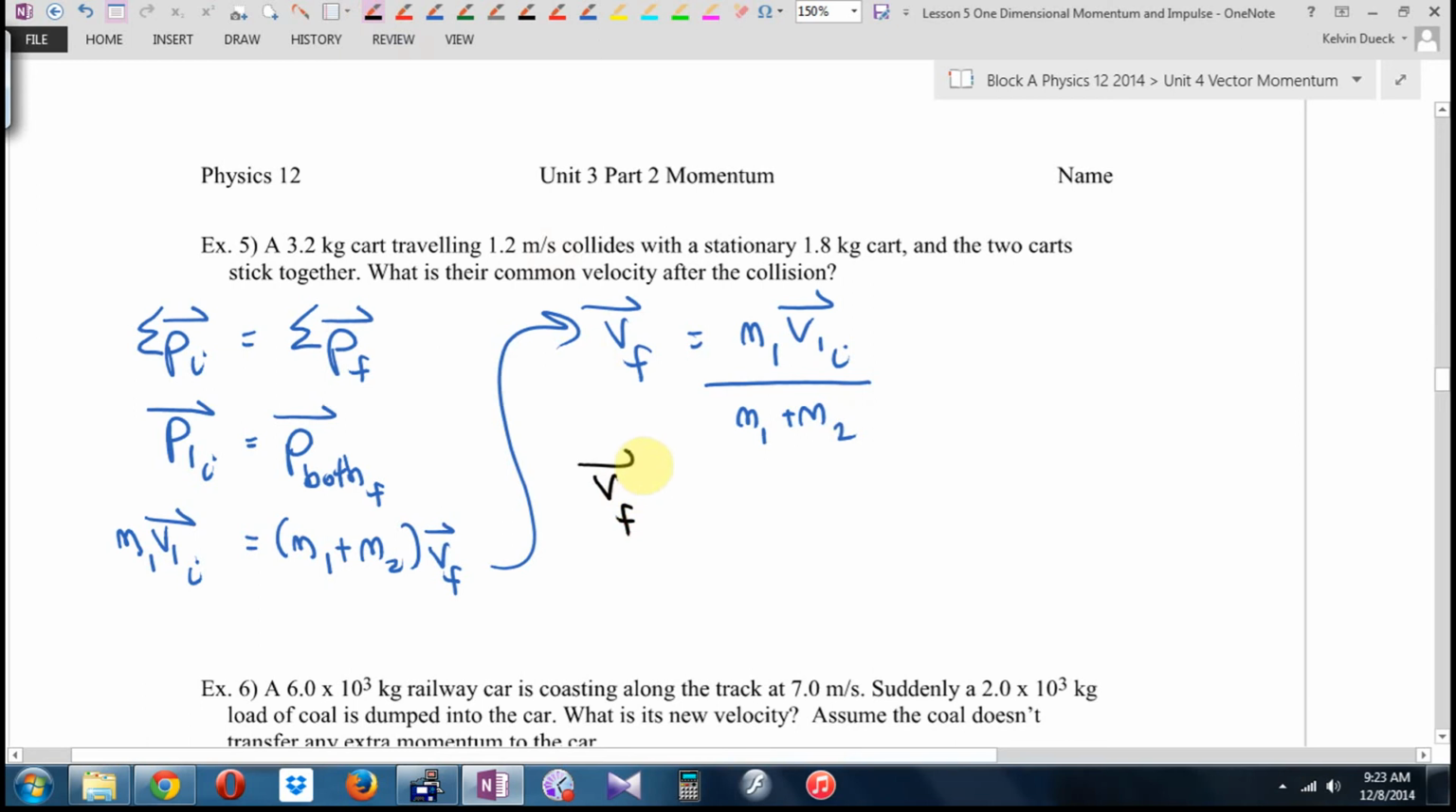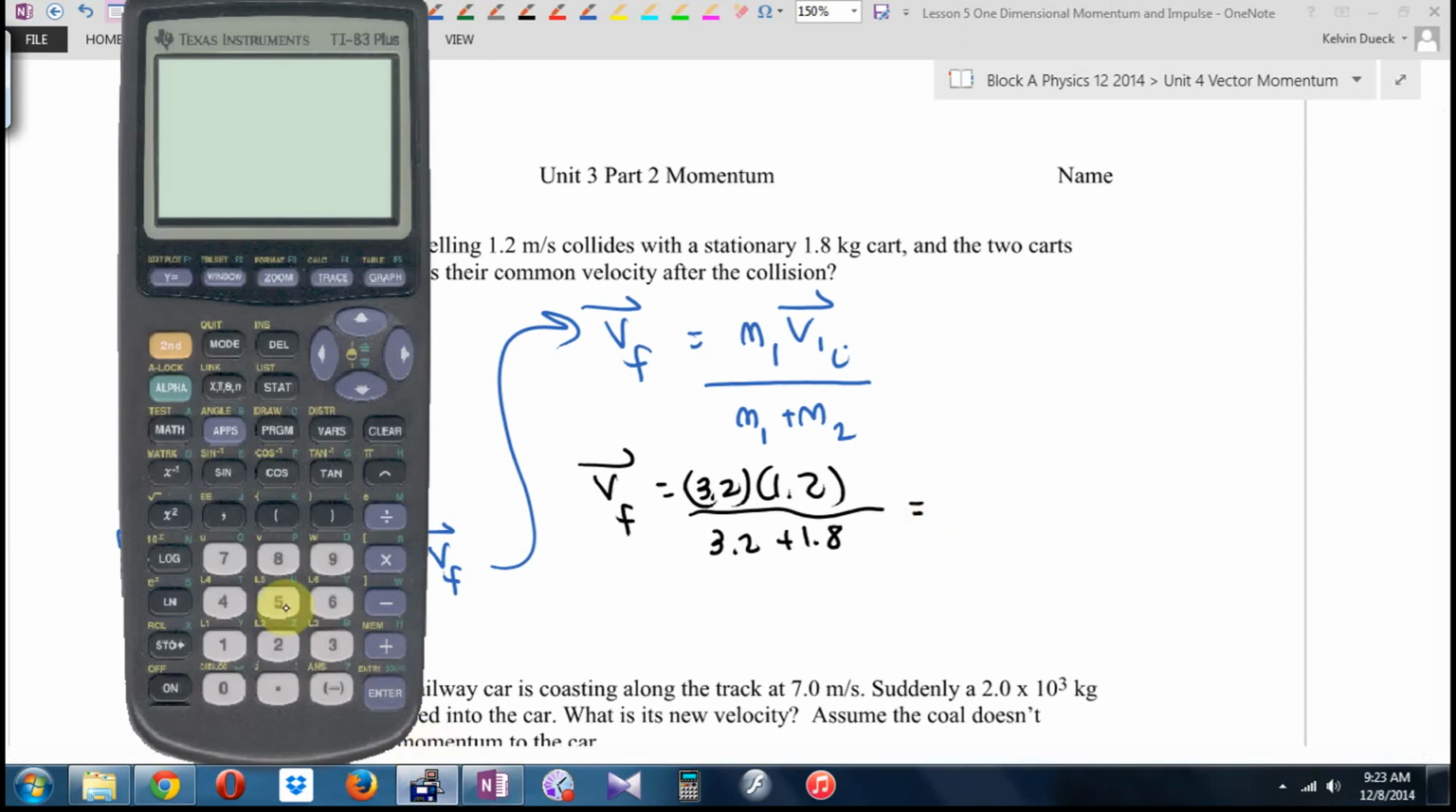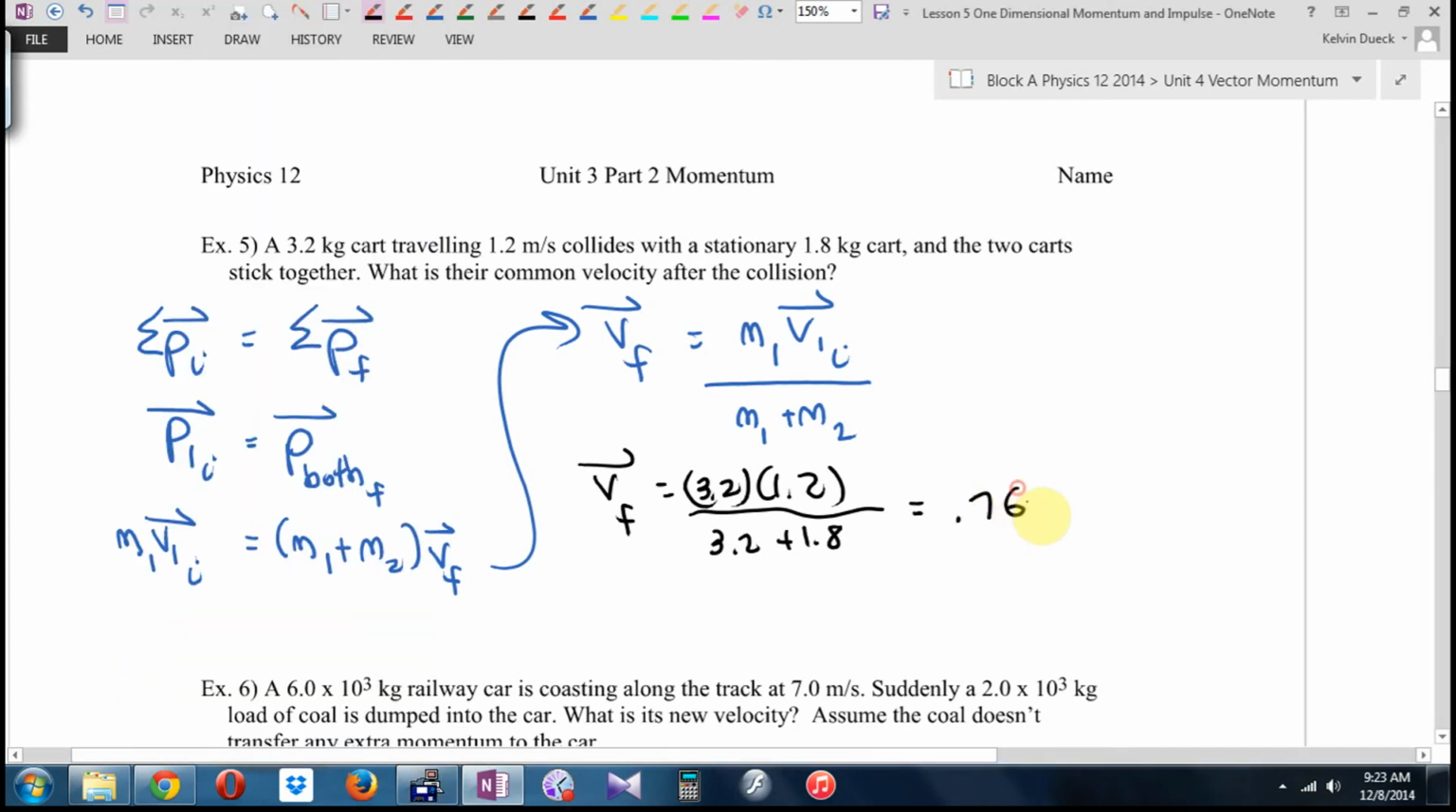Let's crunch an answer. Mass 1, 3.2, V1, 1.2, divided by 3.2 plus 1.8. Mr. Dueck, how come the carts don't have the same mass? Oh, first cart has groceries in it. (3.2) times 1.2 divided by bracket 3.2 plus 1.8. You get 0.768 meters per second.